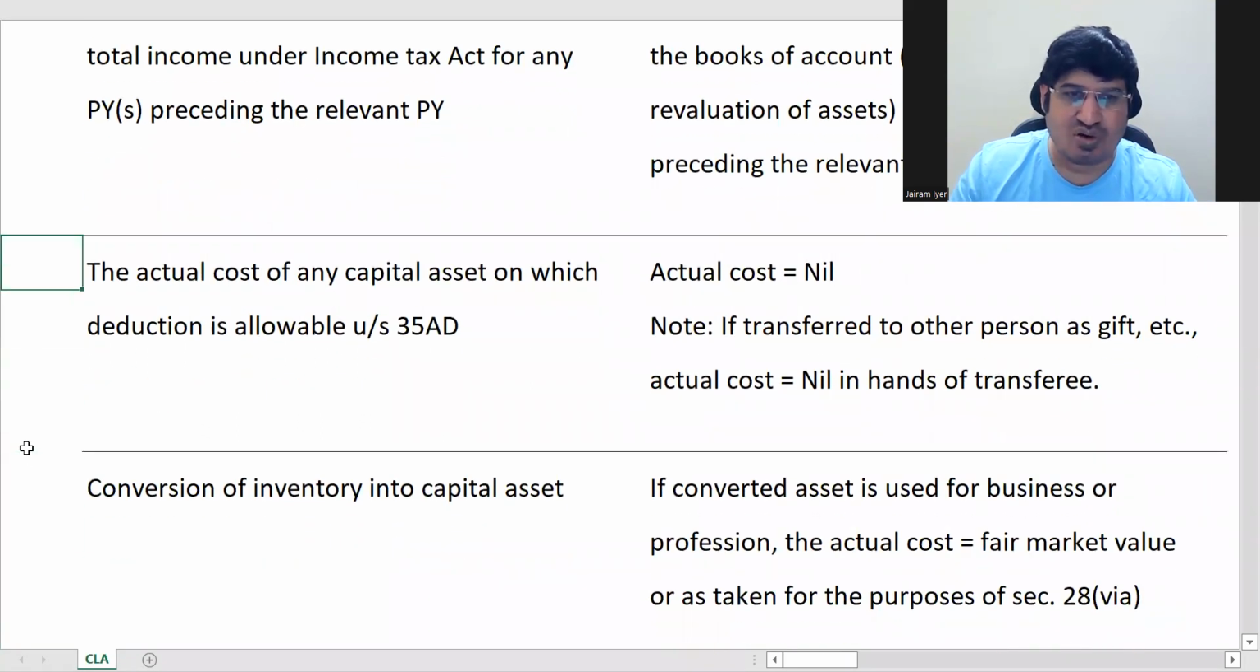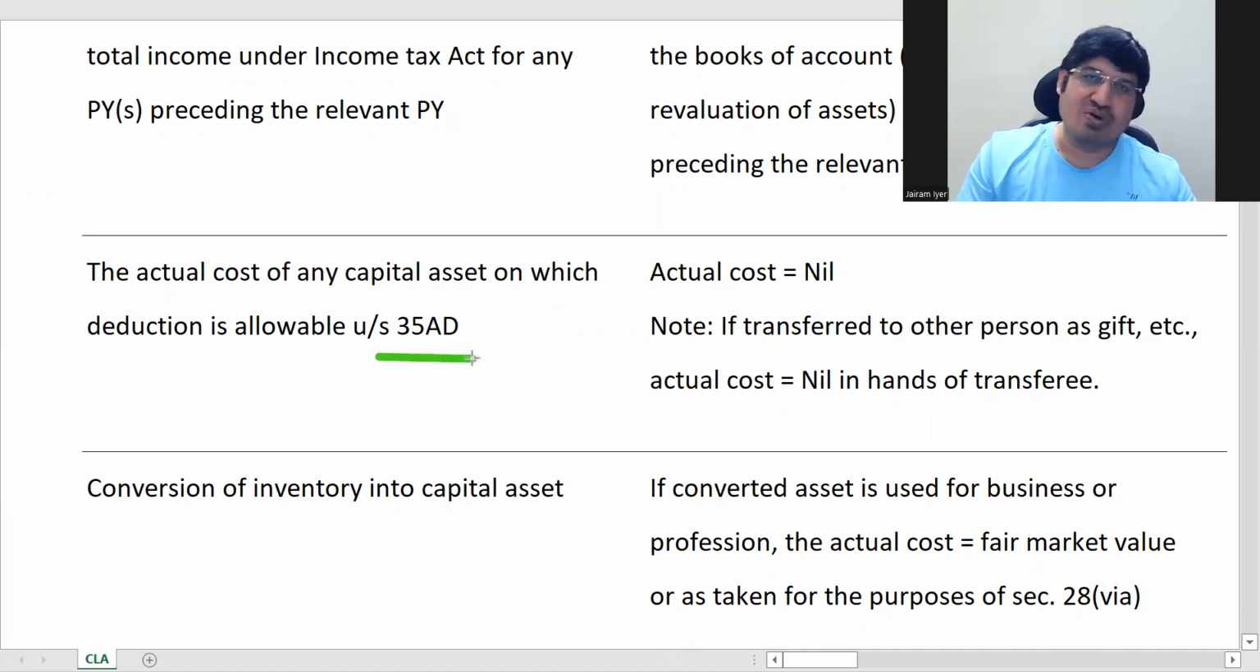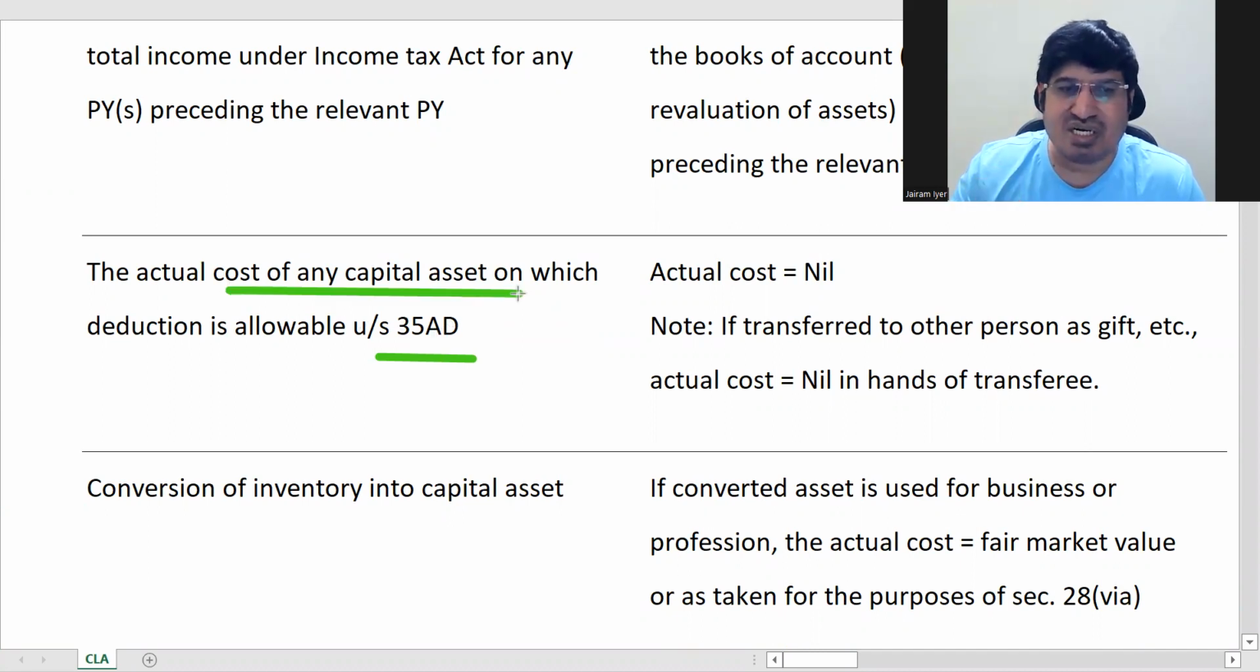Then next is actual cost of capital asset on which deduction is available under 35AD. We are going to do the whole section 35AD later. The only thing here is that you get 100% deduction under 35AD, in 1 year. So if you get 100% deduction, that means 100% depreciation, correct? So what will your actual cost be? It will become zero, because you have already got the whole depreciation. So actual cost becomes nil.